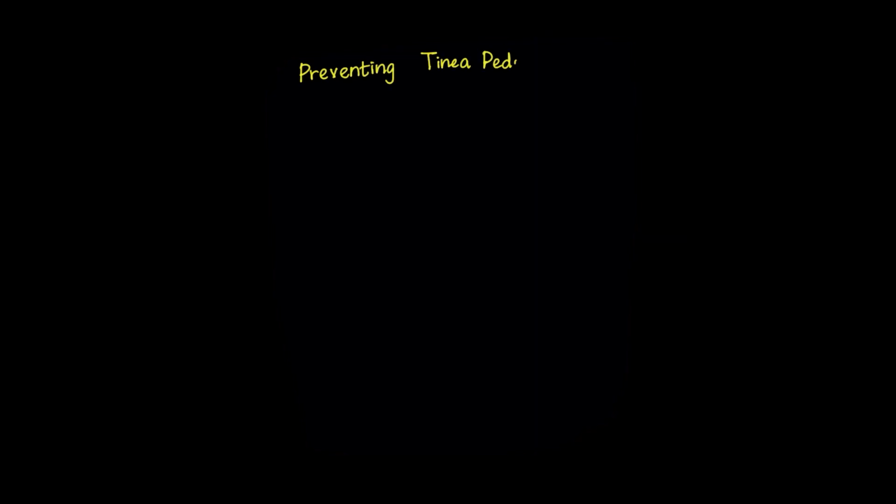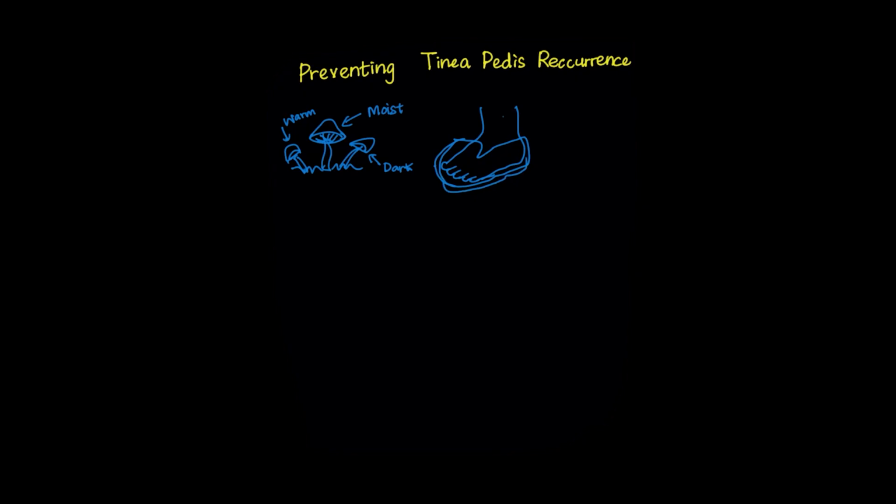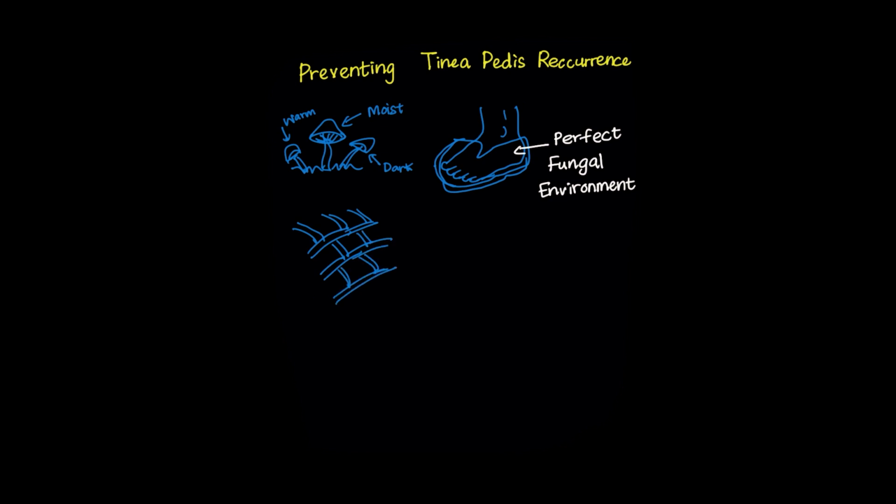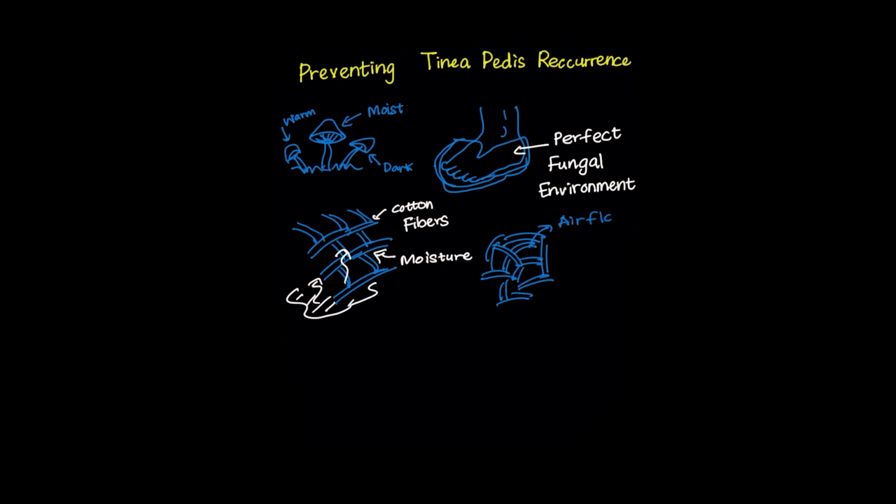Preventing tinea pedis recurrence requires understanding what fungi need to survive. Fungal organisms thrive in warm, moist, dark environments, exactly what's created between toes in closed shoes. Cotton socks are the key prevention tool because cotton is a natural fibre that wicks moisture away from skin and allows air circulation. This creates a dry environment where fungi cannot multiply.